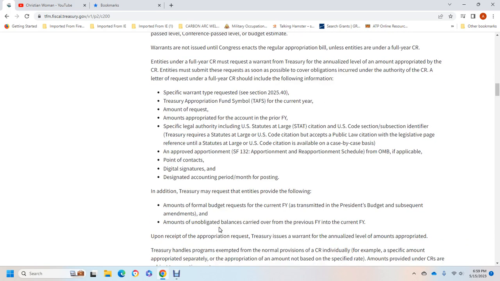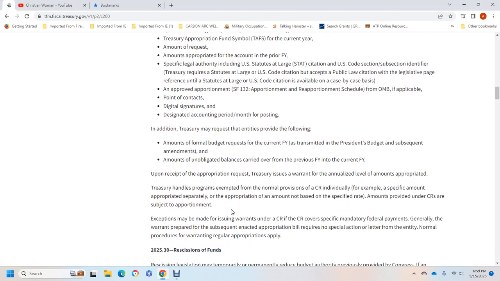in addition, the Treasury may request that it be provided the following: the amount of the formal budget, the amount of the current fiscal year, and the amount of the unobligated balance carried over from the previous fiscal year into the current fiscal year. Upon the receipt of appropriation, the warrant required of the Treasury is one with the annualized level of the amount appropriated, of the programs expected within the provision of the continuing resolution.